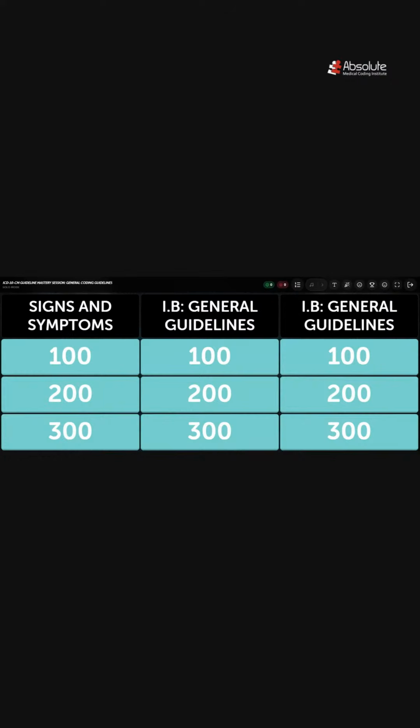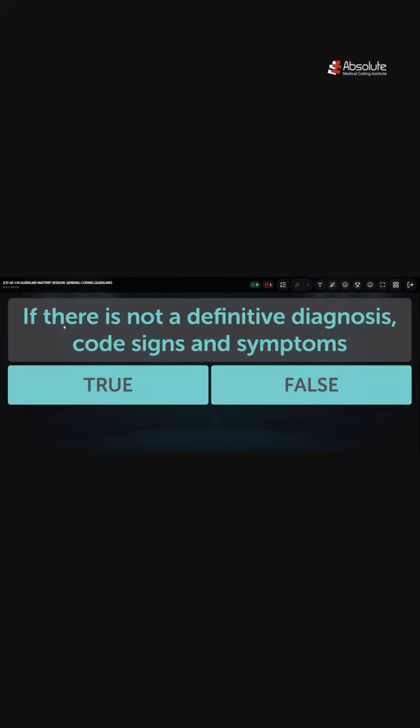We will start off with signs and symptoms for 100. Again, just put your answers in the chat and let me know what you think. So, the first question that we are going to start off with: if there is not a definitive diagnosis, code signs and symptoms. Is this a true or a false statement? What do you think, everyone? Get those answers in the chat, and I will move on in just a few seconds.